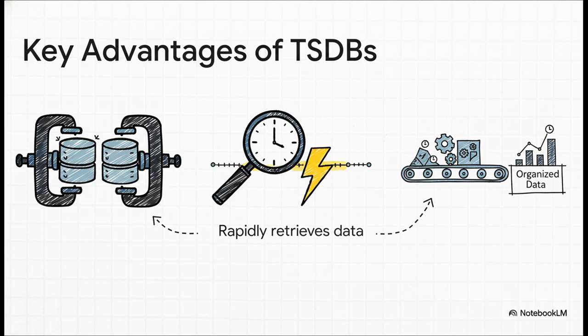So, just to sum it up, the advantages are huge. TSDBs use all these clever compression tricks to store data way more efficiently, which is a really big deal when you're talking about billions of data points. They're also optimized for time-based queries, so you get your answers back so much faster. And really, they're just built to handle the unique workload of time series data, which is usually tons and tons of writes and reads that are almost always focused on the most recent stuff.